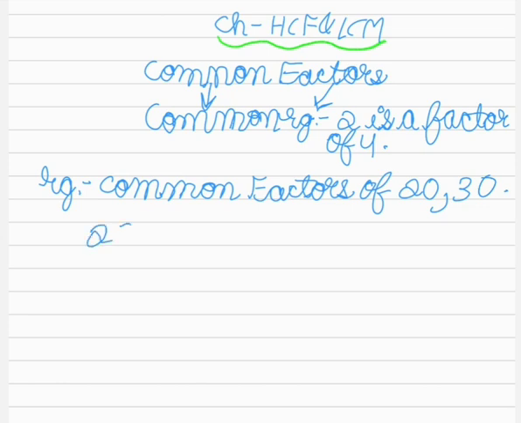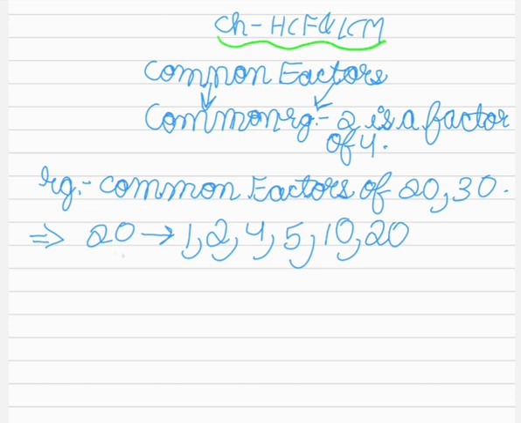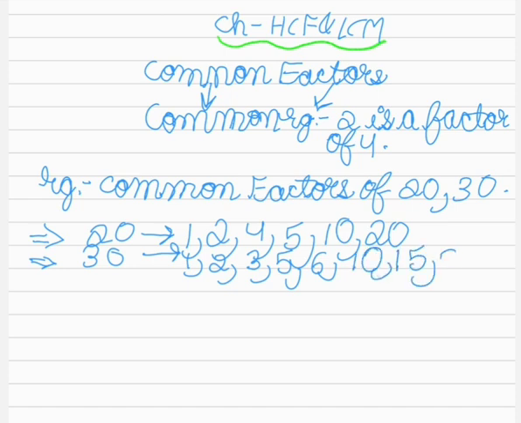First, you will write the factors of 20. 1, 2, 3 is not a factor. 4, 5, 6 is not a factor. 7, 8, 9 is not a factor, but 10 is, and 20. And write the factors of 30: 1, 2, 3, 5, 6, 10, 15 and 30. So there is one rule, that 1 is a factor of all numbers.